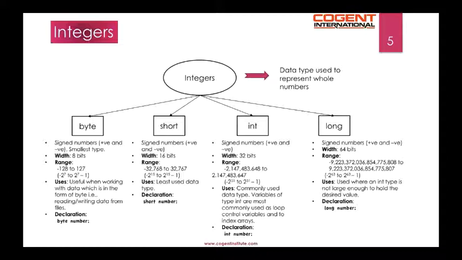Long, again used to represent signed numbers, both positive and negative. It has a width of 64 bits, which produces a huge range. So it is used to hold very large values. It's used where an int type is not large enough to hold the desired value. It has the declaration as shown below: long, space, identifier, in this case number.